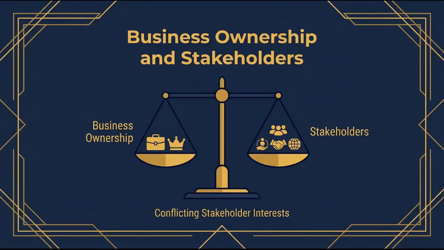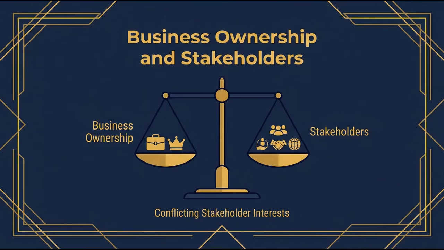Another option is franchising, where a franchisee pays fees and royalties to use a franchisor's established brand, products, and system. Inside and outside every business are stakeholders, and their interests can conflict because resources are limited.